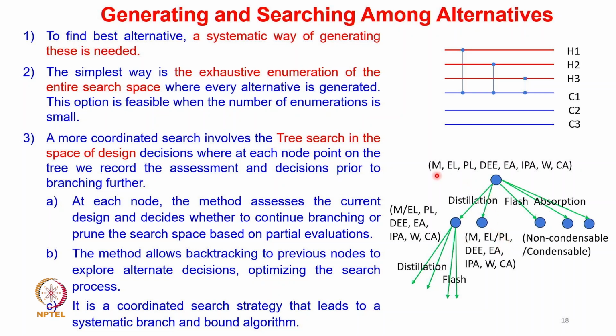we have studied. So remember that from the reactor, the different components coming out are methane, ethylene, propylene, diethyl ether, ethyl alcohol, isopropyl alcohol, water and crotonaldehyde. We can separate these components by using different methods. So if we select distillation, in the distillation we may select separating methane from ethylene, or we can have an option of separating ethylene and propylene. So based on that we will get different nodes.